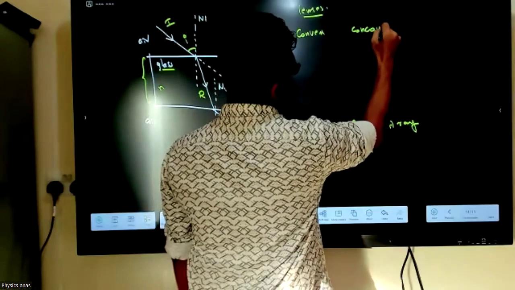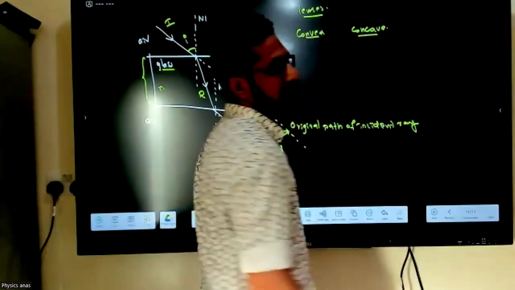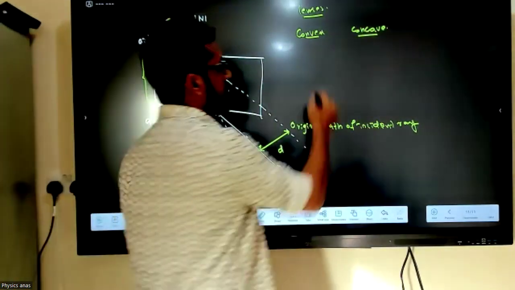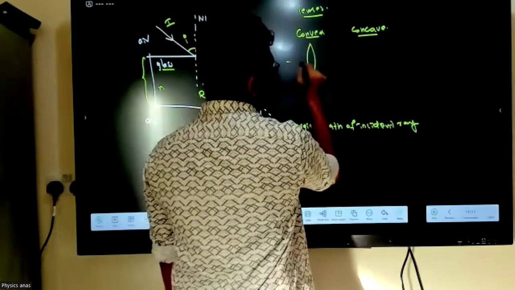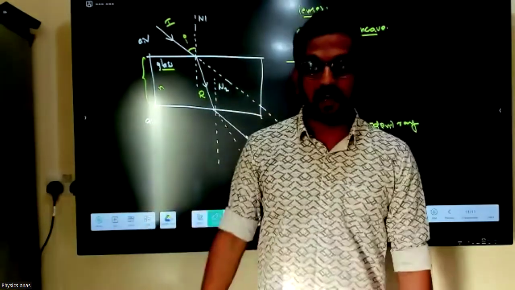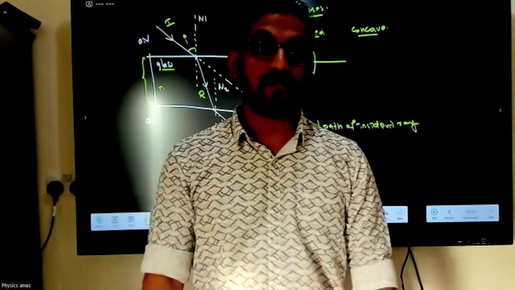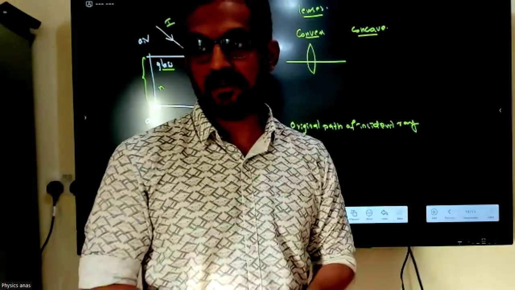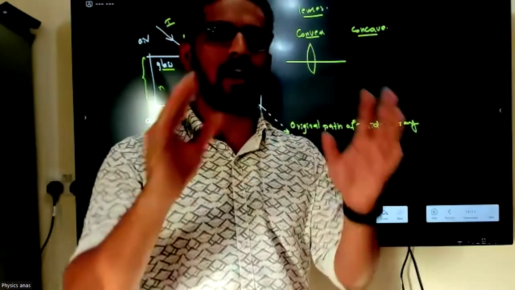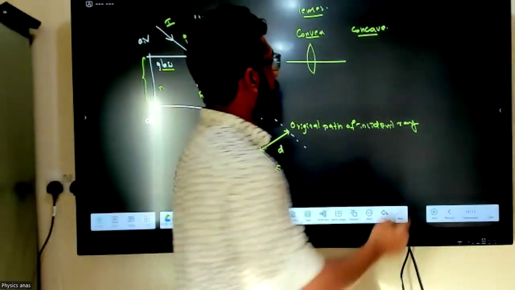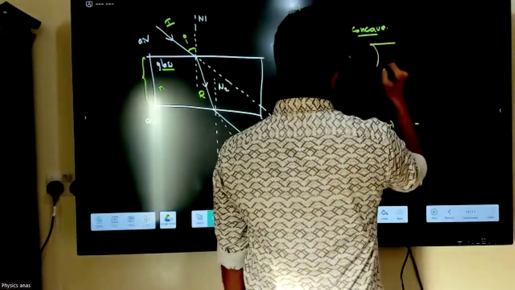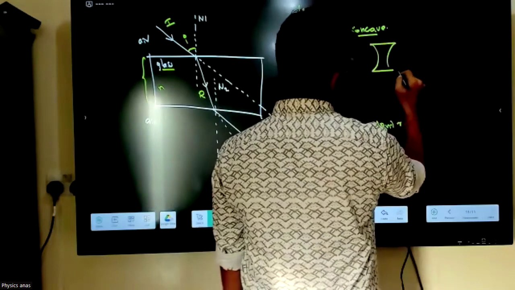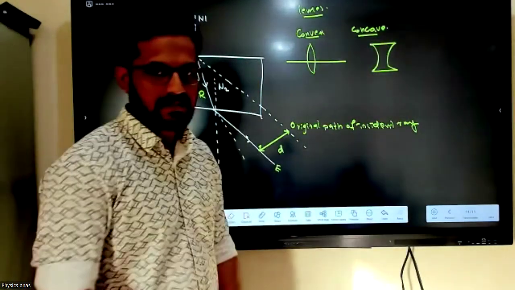There was convex lens and concave lens. And what was a convex lens? If the refracting surfaces are bulged outward, that is a convex lens. And if the refracting surfaces are curved inward, that is a concave lens.